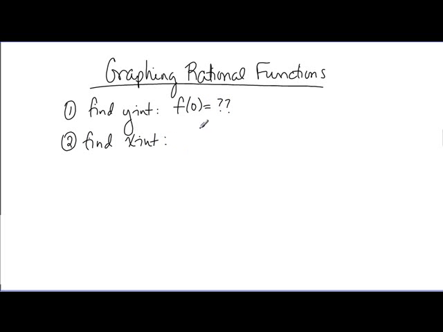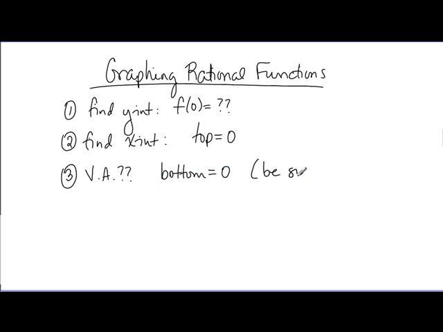To find the x-intercepts, take the top of your fraction, set it equal to 0, and solve for x. That's going to tell you where the graph is going to cross the x-axis. The next thing I look for are vertical asymptotes. To find the vertical asymptotes, set the bottom of your function equal to 0, and then you want to be sure that whatever values you get for x, they do not also make the top equal to 0.